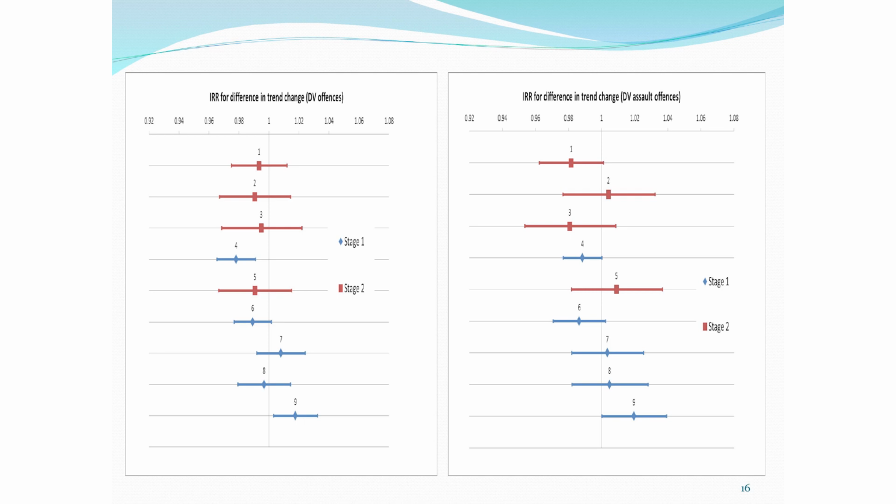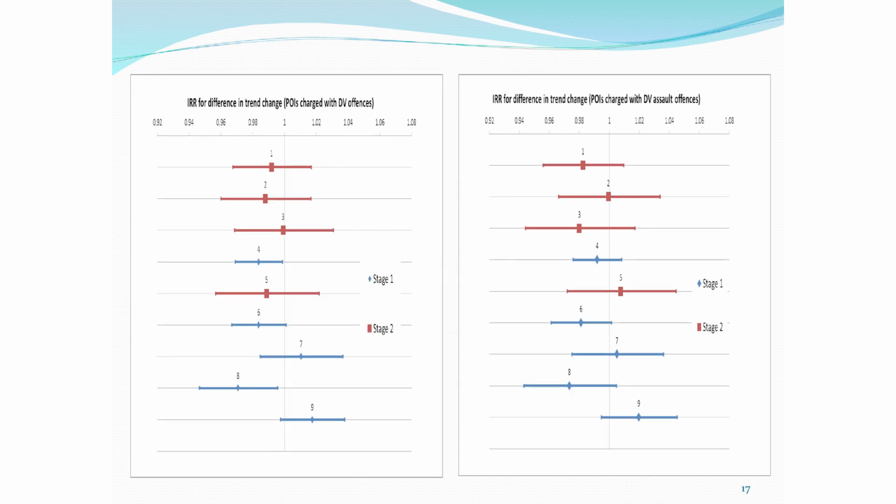This is the situation for DV assault. Doesn't look like there's anything happening here. The confidence intervals either touch or overlap with 1. This is the situation for persons charged with DV offences. As you can see, there's a significant downward trend for LAC pair number 8. Is this okay? Am I going too quickly? All good? Okay. Otherwise, no significant change.